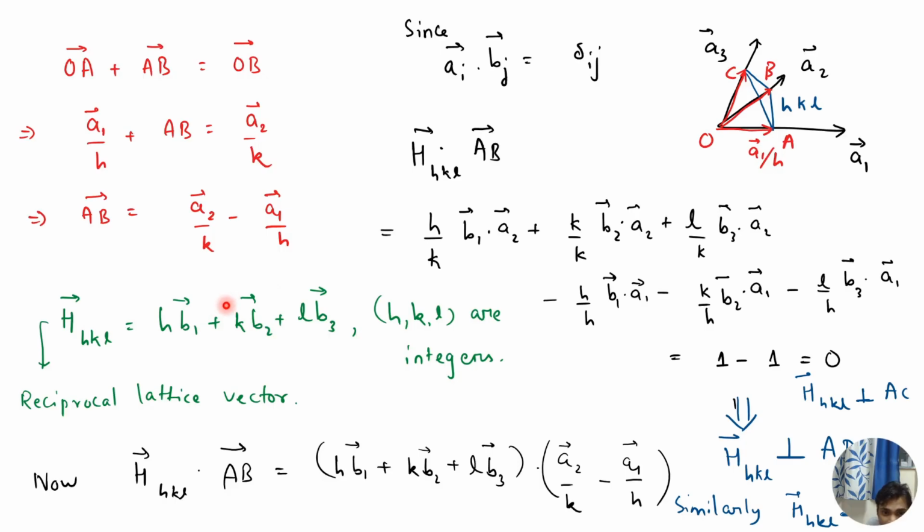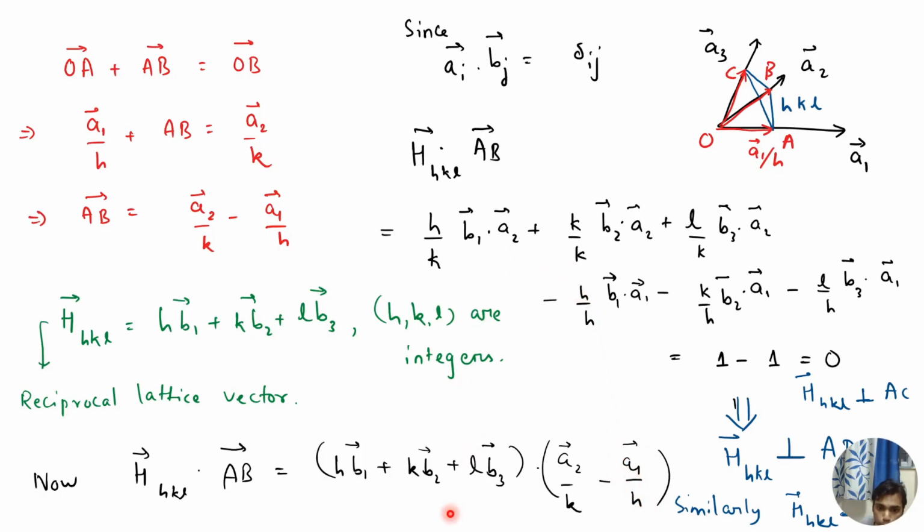Now let us look at what this hkl is. We have defined h of hkl as h into b1 plus k into b2 plus l into b3. If you take a dot product of h of hkl and AB, you are taking a dot product of h b1 plus k b2 plus l b3 with AB, and AB is from this expression, a2 by k minus a1 by h.